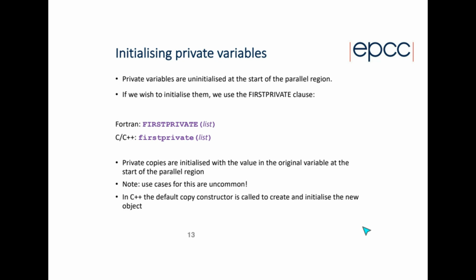However, I should note that although you think, oh, that looks like a really useful feature, actually use cases for this are uncommon. Most variables which you want to be private inside a parallel region are going to be assigned before they're used anyway inside the parallel region. That's by far the most common pattern that you tend to see in code anyway. So use cases for firstprivate do exist, but they're relatively uncommon. So if you think you need it, then I'd encourage you just to stop and think and say, is this really necessary? Is this really what I want?